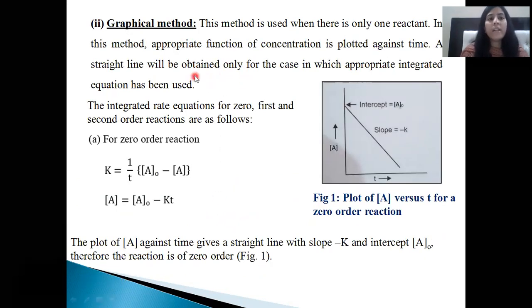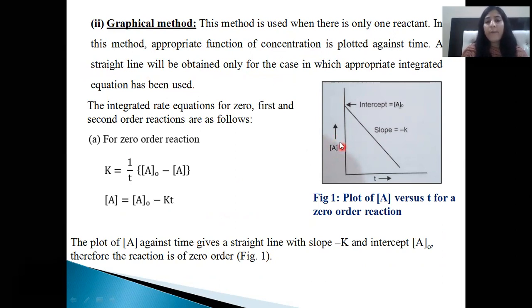Second method under the integration method is the graphical method. This method is used when there is only one reactant. In this method, an appropriate function of concentration is plotted against time. A straight line will be obtained only for the case in which the appropriate integrated equation has been used.